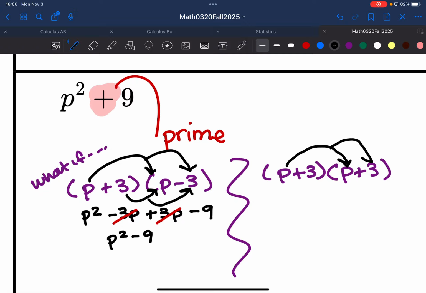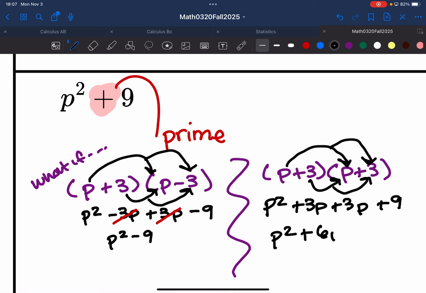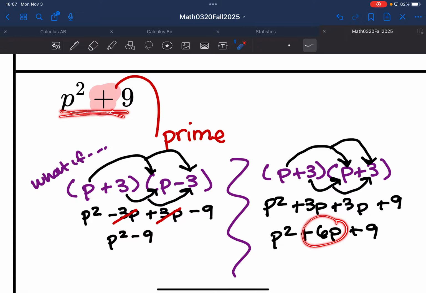So first part, p times p is p squared. P times 3 is 3p. And then we do the bottom. 3 times p is 3p. 3 times 3 is 9. What happens to our middle terms here? 6p. So this is p squared plus 6p plus 9, which almost looks like this, but our original expression did not have this middle term. So that is the reason why we say it's prime.